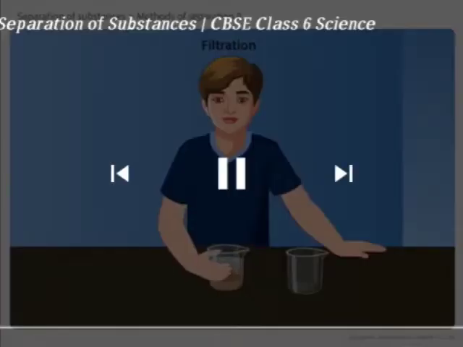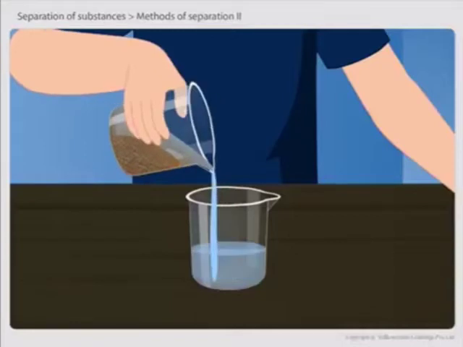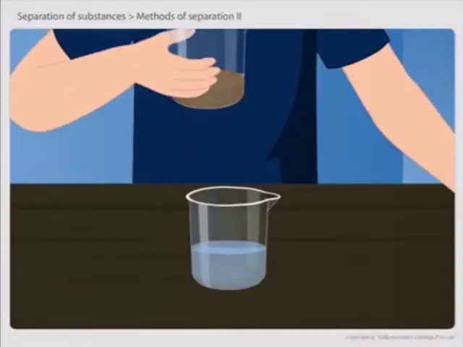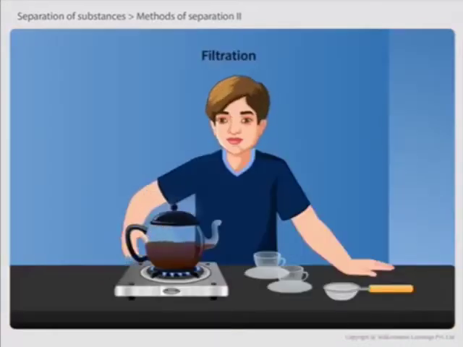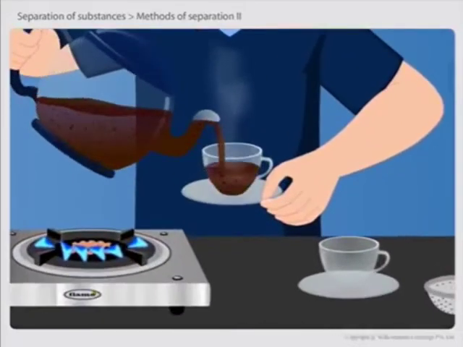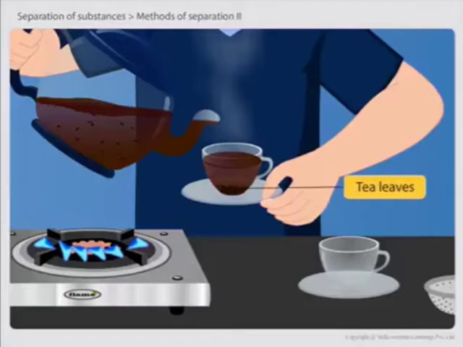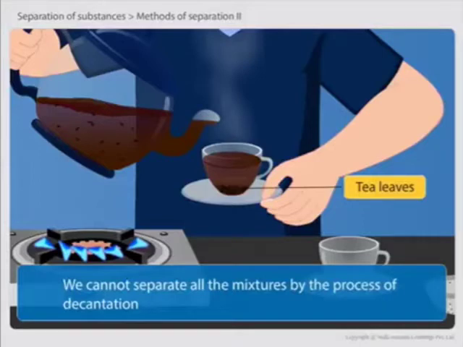We have learned that separation of a mixture can be done by decantation. But can we separate all the mixtures by the process of decantation? Let us perform an activity to understand this. Take freshly prepared tea. Decant tea from tea leaves. Look at the decanted tea. What do you see? You will see that a few leaves are still in your tea. Thus, we can conclude that we cannot separate all the mixtures by the process of decantation.